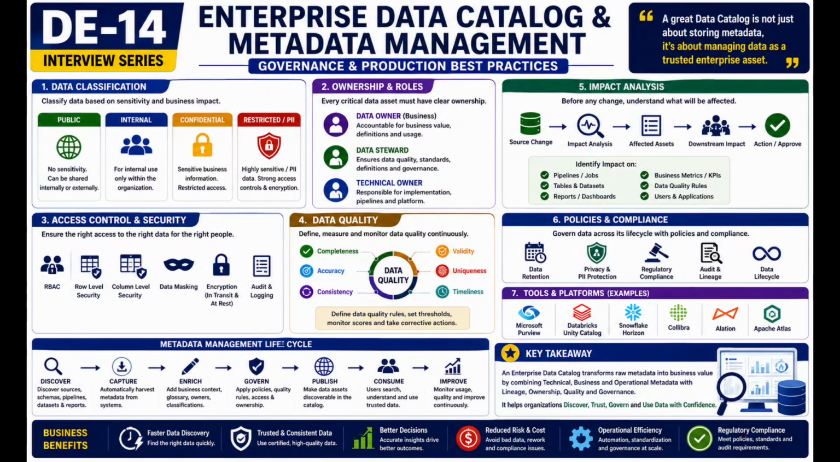Then the fourth one is data quality. Catalog information should also include data quality. For example, completeness and accuracy, validity, uniqueness, consistency and timeliness. Okay. So if a business user searches for customer revenue and sees a 90% quality score, they have much more confidence in using that data set.